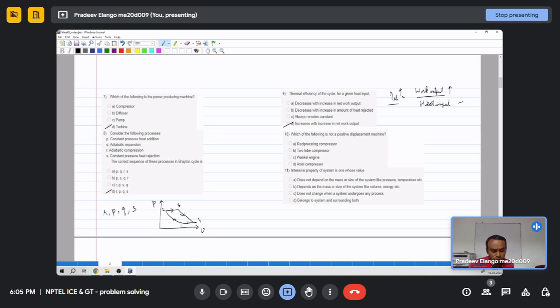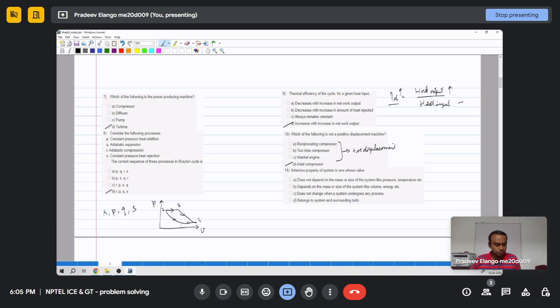Which of the following is not a positive displacement machine? Reciprocating compressor, two lobe compressor, Wankel engine, etc. So all the first three are positive displacement, and axial compressor is not positive displacement. So that is right. Do you know what is positive displacement?